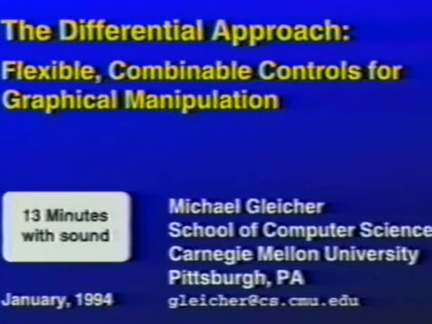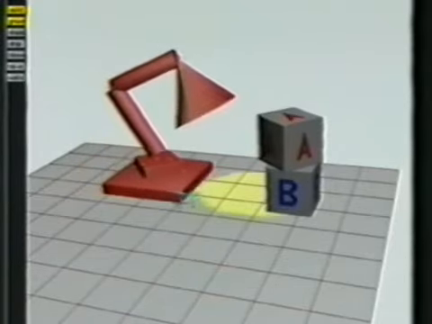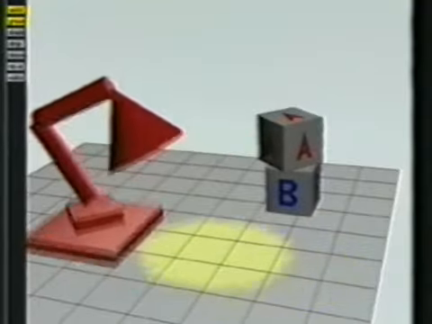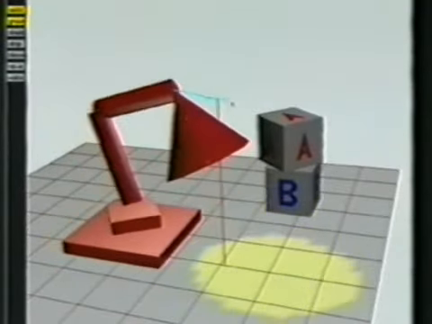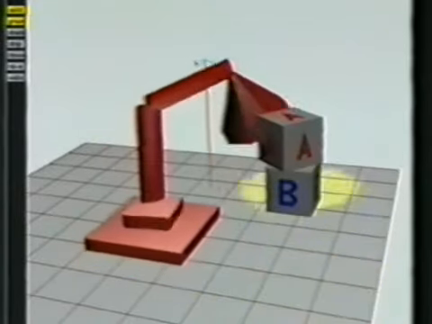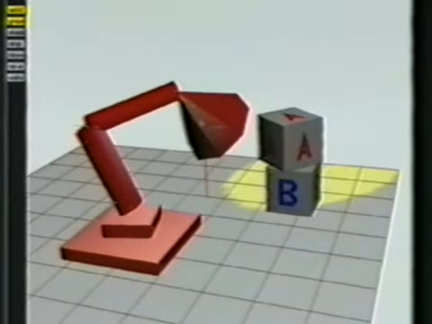The differential approach to graphical interaction provides flexible, combinable controls for direct manipulation. This video demonstrates how these controls can be applied in graphical interaction. The differential approach provides flexibility in the controls used to manipulate graphical objects. For example, the user can manipulate the Luxo lamp by dragging various parts of it, such as its base, its head, or its bulb.